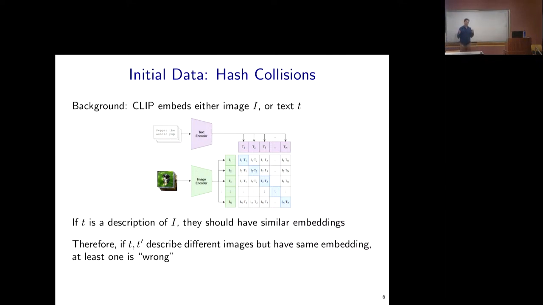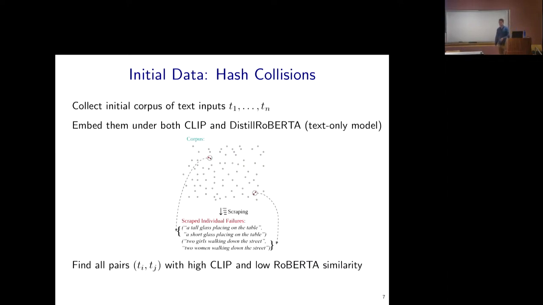So basically, we're going to search for pairs T and T prime that are collisions in this sense, that they have similar embeddings, even though they semantically mean different things. Concretely, we're going to collect some corpus of text inputs, call it T1 through Tn, and embed them under CLIP. We're also going to embed them under another model called Distill Roberta, which is just a text-only model. We use that for checking that things are actually semantically different. So we're going to find pairs Ti, Tj that have high CLIP similarity but low Roberta similarity. This is saying CLIP thinks they're the same, but actually they're not the same.